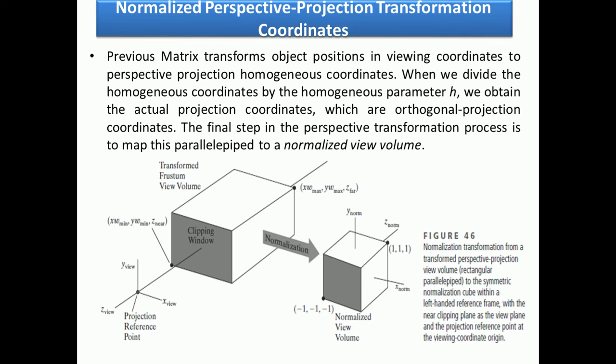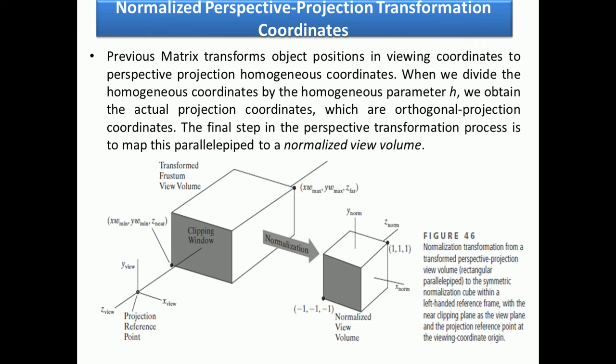As the previous matrix, that is the resultant matrix of concatenation, that matrix will transform the object positions in the viewing coordinate to the perspective projection homogeneous coordinates. When we divide the homogeneous coordinates by the homogeneous parameter h, then we will obtain the actual projection coordinates, which are orthogonal projection coordinates.